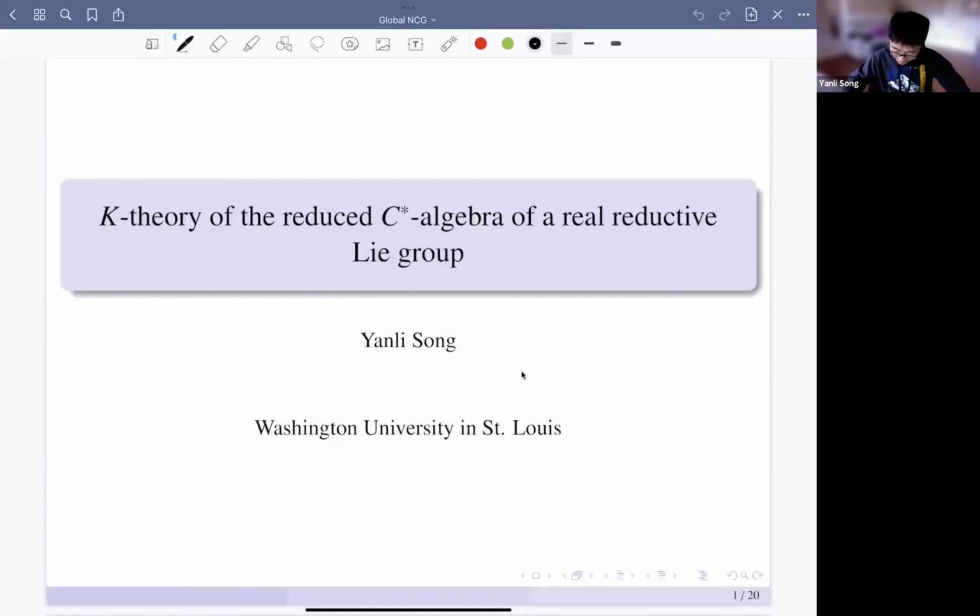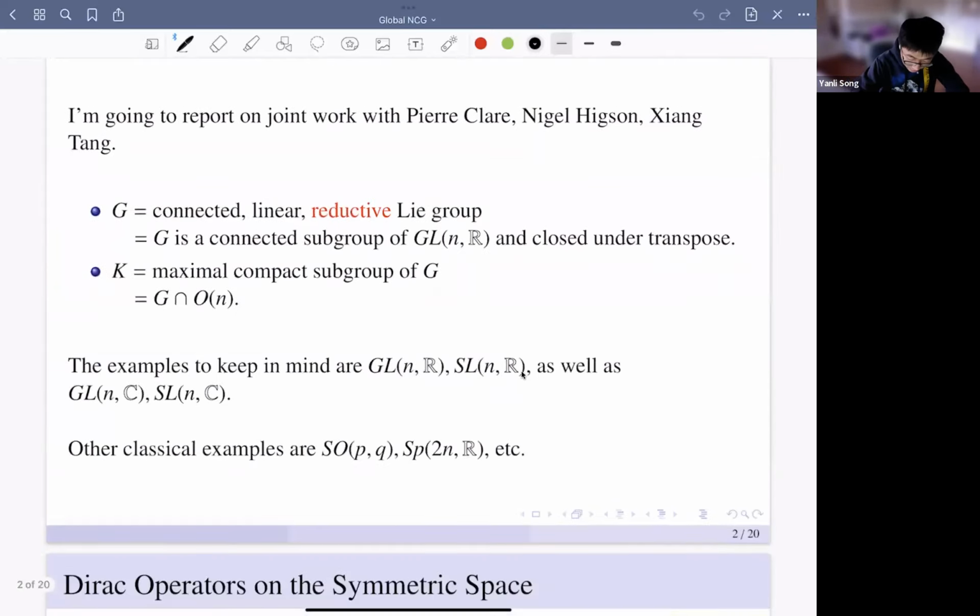Thanks for giving me this opportunity to present my work. This is joint work with Pierre Clare, Nigel Higson, and Sean Tang. We have been working on this project for several years, but it took us a long time to finish. Now it's ready, and I think our preprint will be available next week or in 2 weeks. So it's a good time to tell you what we have done.